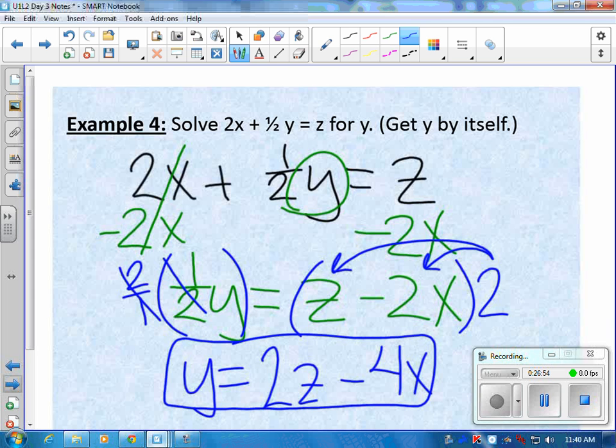Nothing changes. Yes, we have more variables. Yes, we are using fractions. The same exact rules apply. It is no different than anything that we have been doing for the past 2 weeks. Questions about that one?